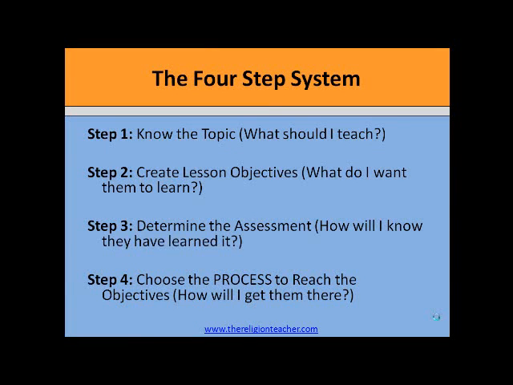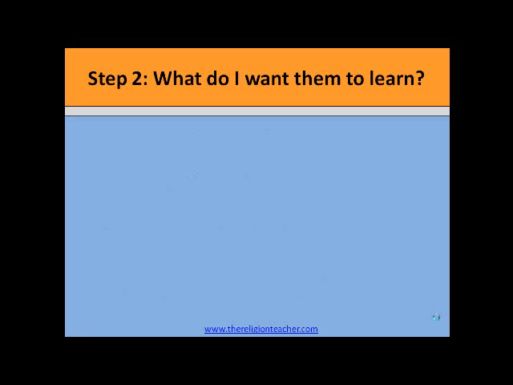So here again is the overview of the four-step process. Step 1, know the topic. Step 2, create lesson objectives. Step 3, determine the assessment of those objectives. And Step 4, choose the process to reach those objectives. As I said, today we'll be talking about step number 2. So step 2 essentially answers the question, what do I want them to learn?